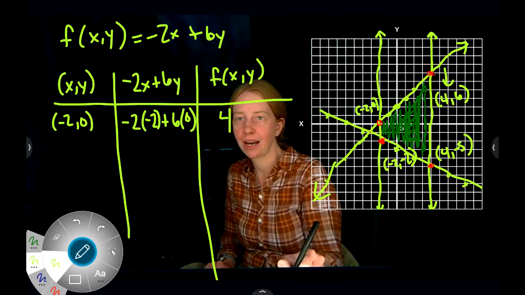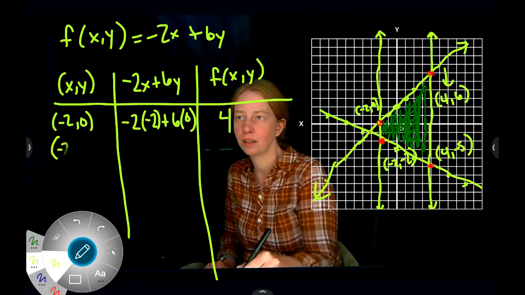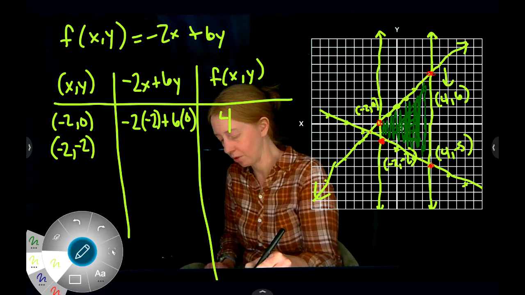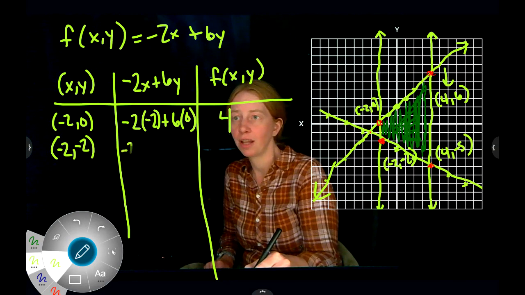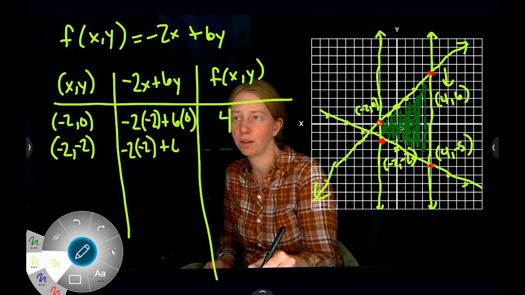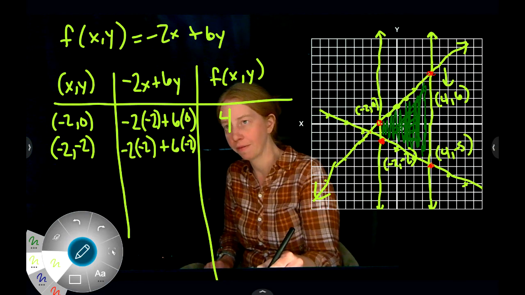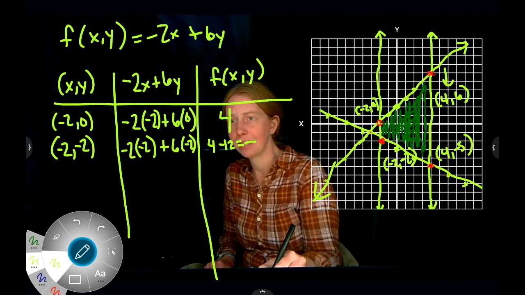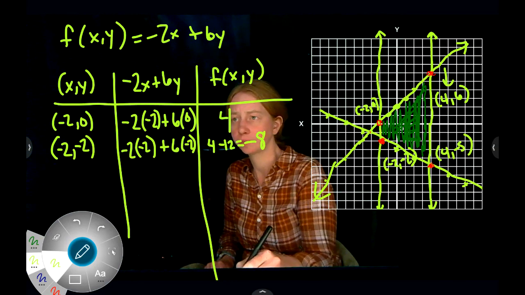Let's do the next one. We did this one, -2, -2. I know it's hard for you to read it on my graph. Hopefully you wrote it as we were doing it. So we're going to plug that in. -2 times -2, that's +4, plus 6 times -2. So we basically have 4 minus 12, which is -8.